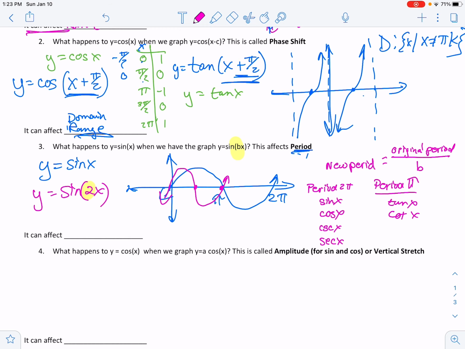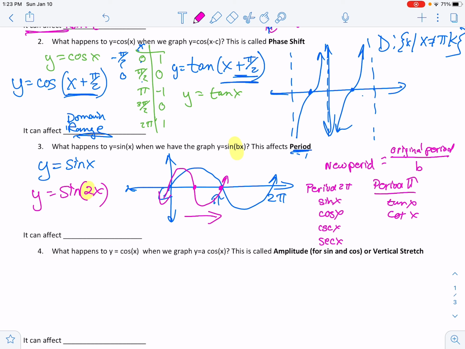That's a lot to think about. Think about it. Did it change the domain and range here? No. Will it change the domain and range on cosecant and secant? Yes, because they have asymptotes. So you say domain if asymptotes. All right, so let's do it.